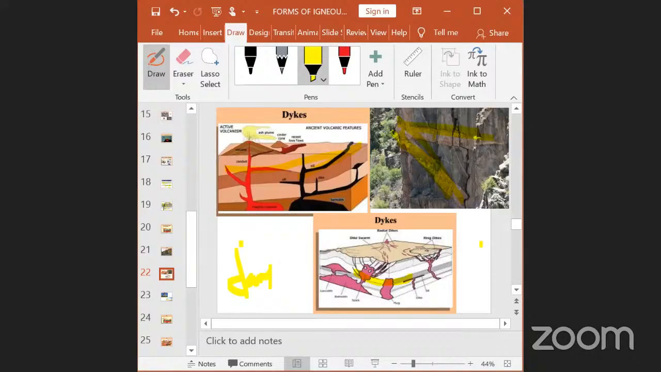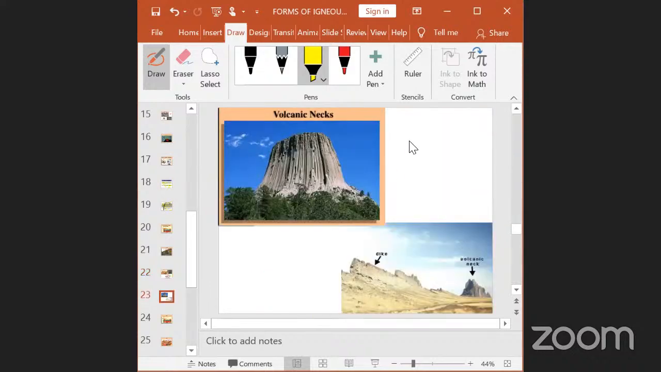As dikes are hard and durable, black and fine grained, they are used in making some statues and sculptures, etc. These are the dikes. And next, volcanic necks.